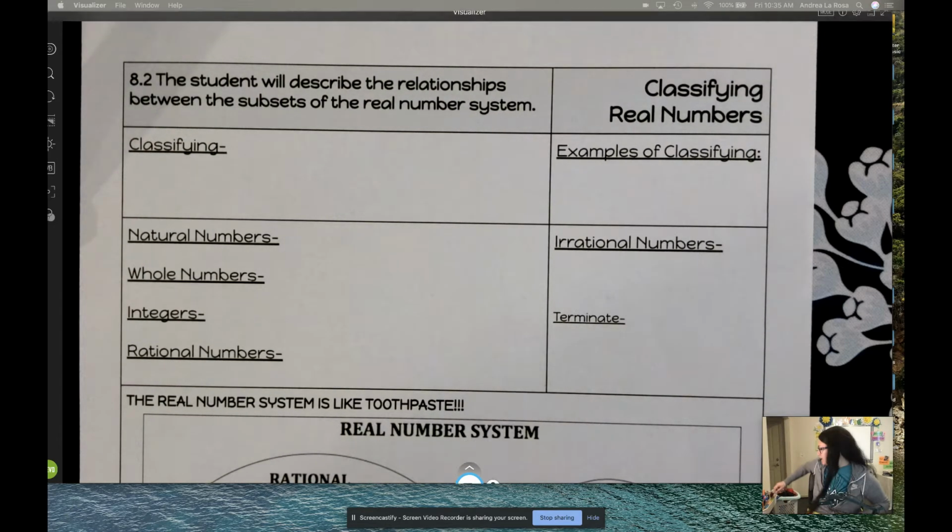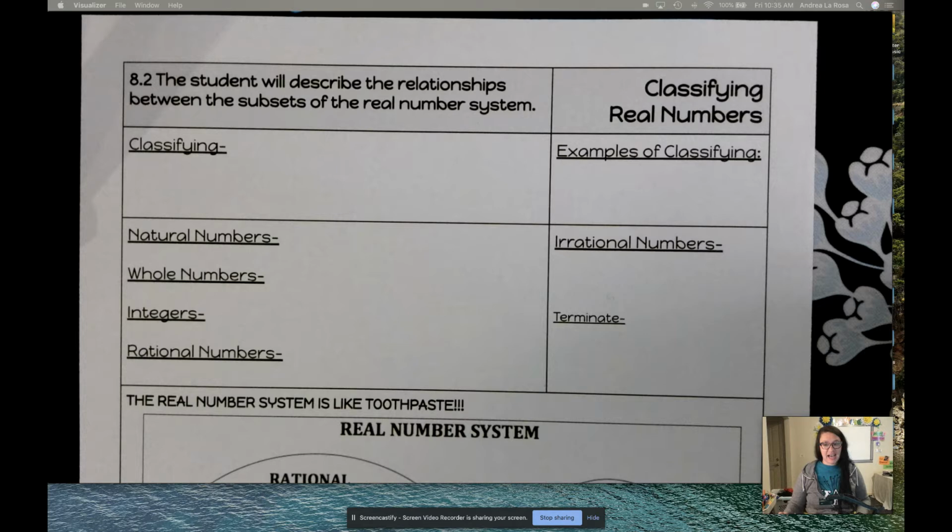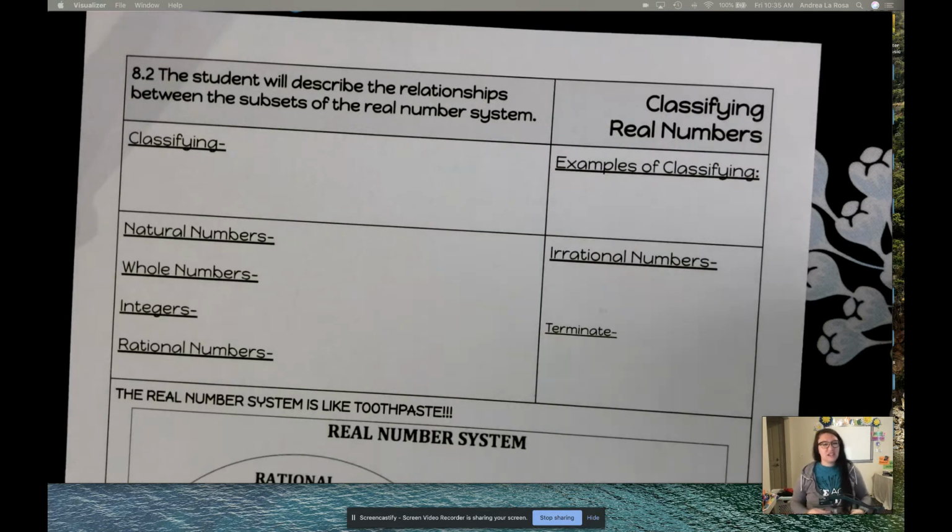What up? Today we are going to be taking notes on classifying real numbers. You guys have done classifying before.